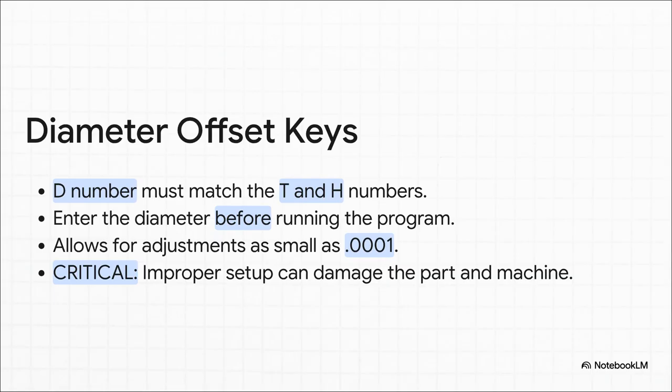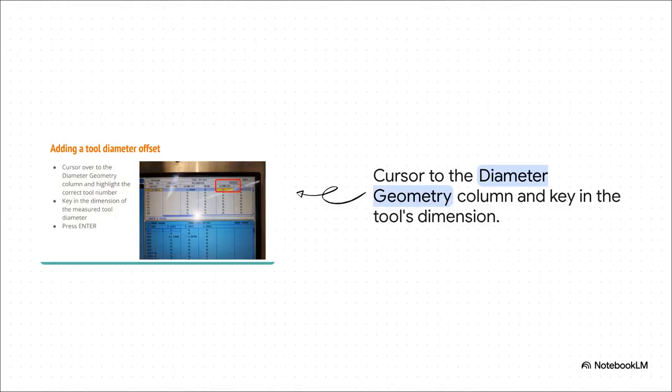Imagine your program thinks it's cutting with a tiny quarter-inch end mill, but you actually put a big half-inch one in the spindle. The machine is going to try to bury that big tool into a path that's way too small. You're going to break the tool, you're going to scrap the part, and you could even damage the machine. The good news is, setting it is super easy.